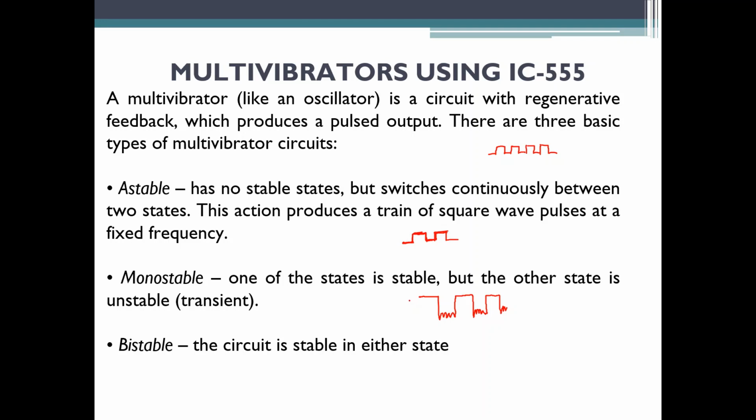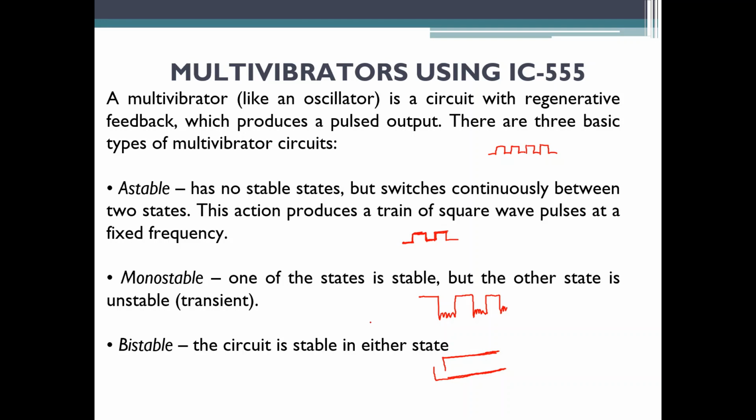Coming to the third one, bistable. Bistable means the circuit is stable in either state, which means it can either be high or low. If the circuit fires to be high, then it is going to be high continuously, which means it is going to be stable in the high position. Suppose the circuit fires to be low, it is going to remain stable in the lower state, or at the zero state. This is what is meant by multivibrators, and these are the broad categorizations of your multivibrator circuit.